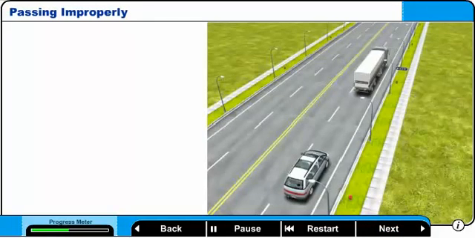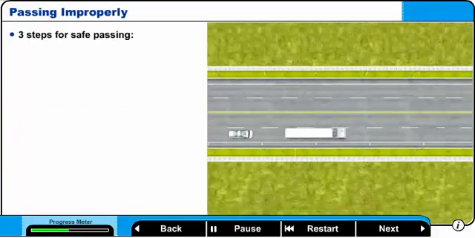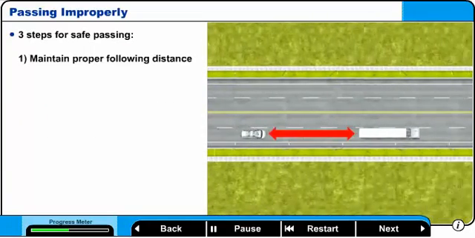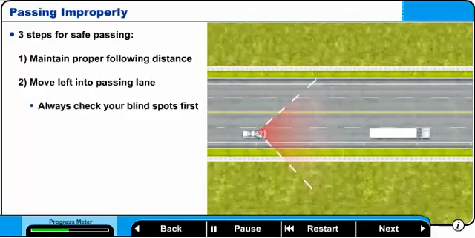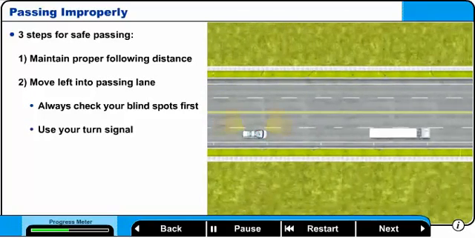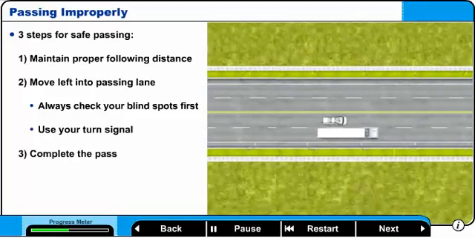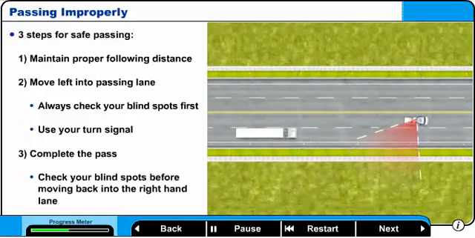Now let's consider passing improperly, another common yet preventable driving error. Before passing, always ask yourself if this pass is necessary. Be a defensive driver. If it's not necessary, don't pass. There are 3 steps for safe passing. Maintain a proper following distance. Move left into the passing lane. Always check your blind spots before moving into the left-hand lane and use your turn signal when passing. Complete the pass. Always check your blind spots before moving back into the right-hand lane.